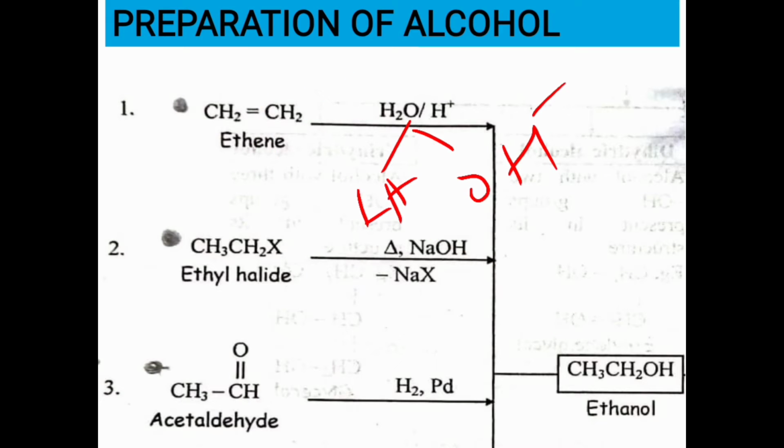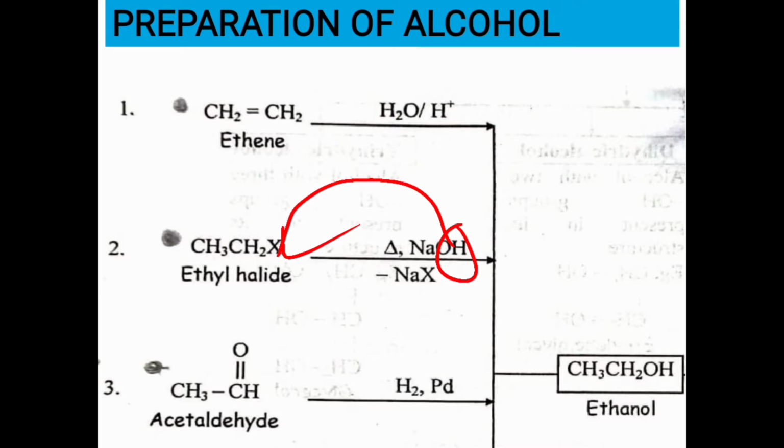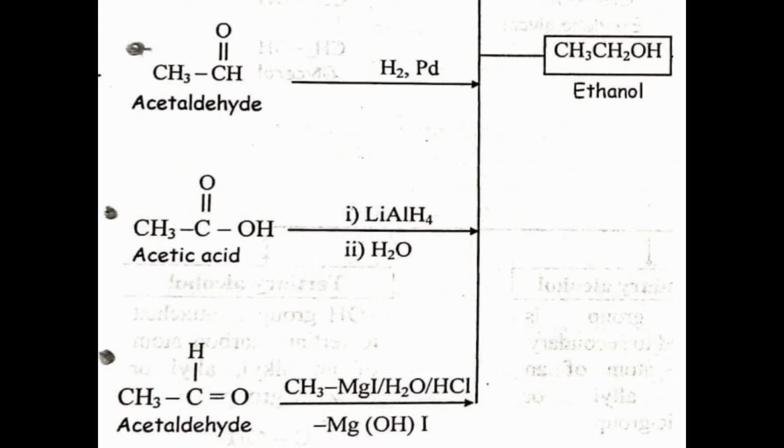These are very simple reactions, you can see. The same goes with ethyl halide with NaOH. OH will replace X, resulting in the formation of ethanol. Ethanol is just for reference as an example. Acetaldehyde: one H will break the bond and the other H will attach with oxygen, so that CH3CH2OH will be formed. Acetaldehyde with hydrogen H2, the same reaction I have already done in the previous slide.